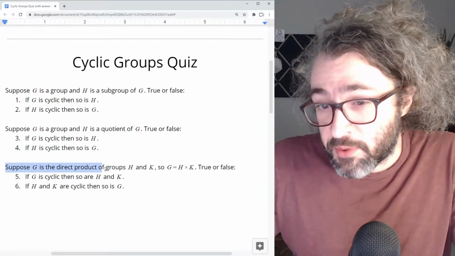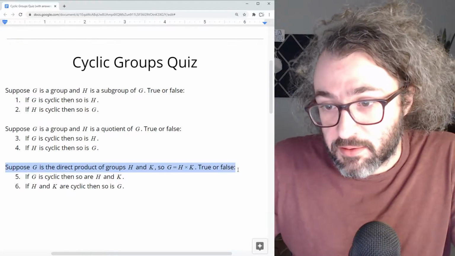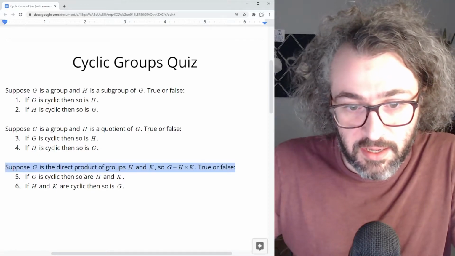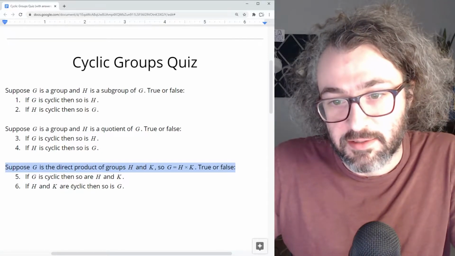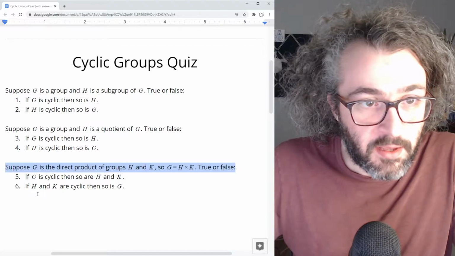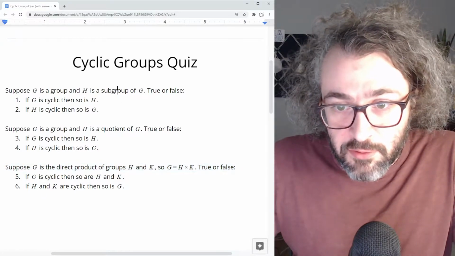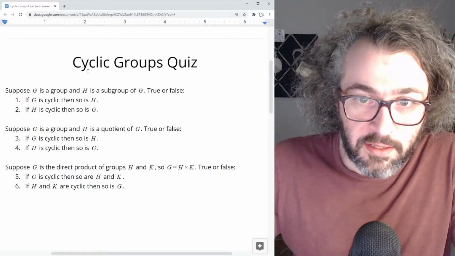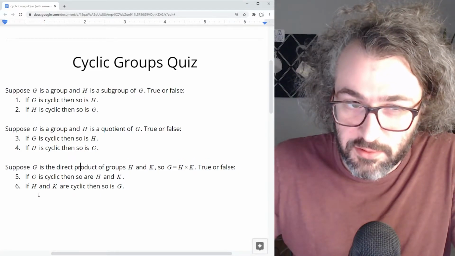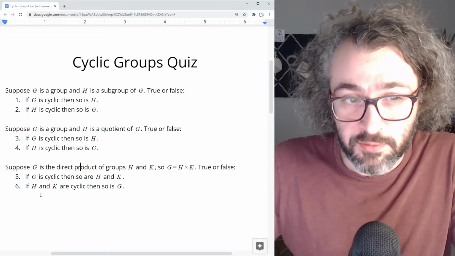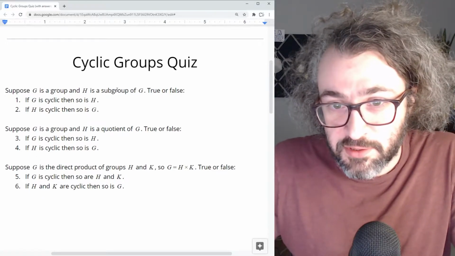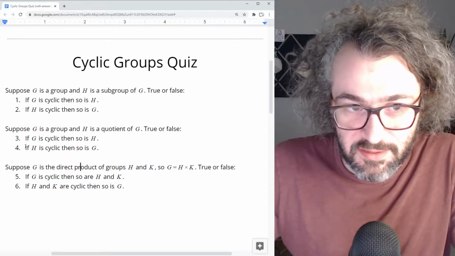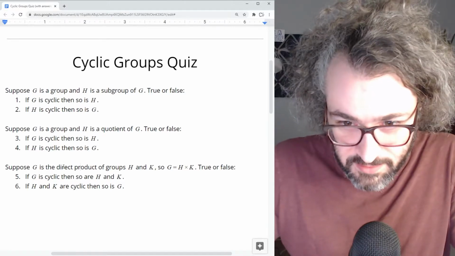Suppose G is the direct product of groups H and K. True or false? 5. If G is cyclic, then so are H and K. And 6. If H and K are cyclic, then so is G. So if you know what subgroups, quotients, and products are in group theory, and you know what cyclic groups are, this quiz should be approachable. And if you only know what subgroups are, then you can just focus on 1 and 2. If you only know what quotients are, you can just focus on 3 and 4. And the same thing for products.